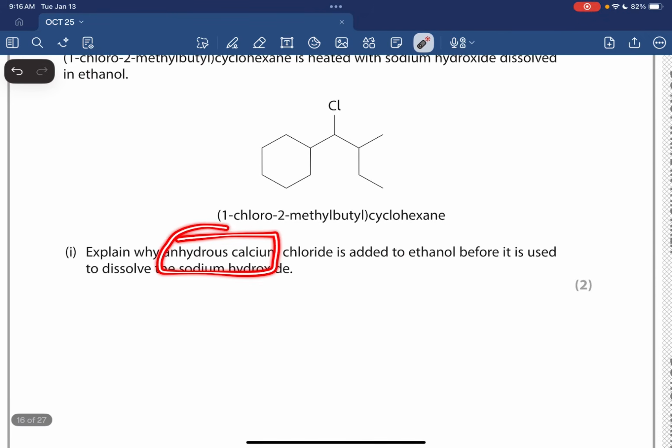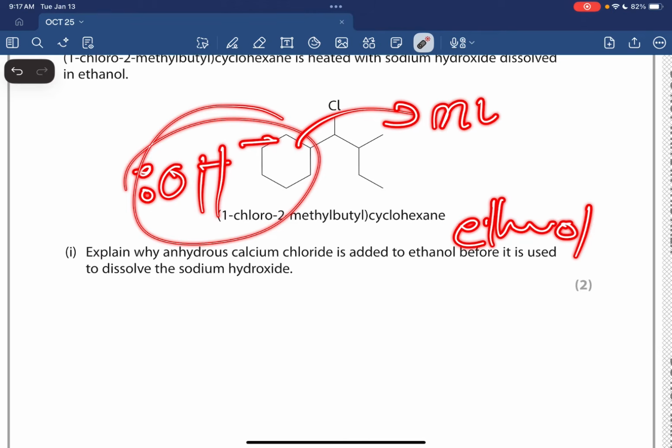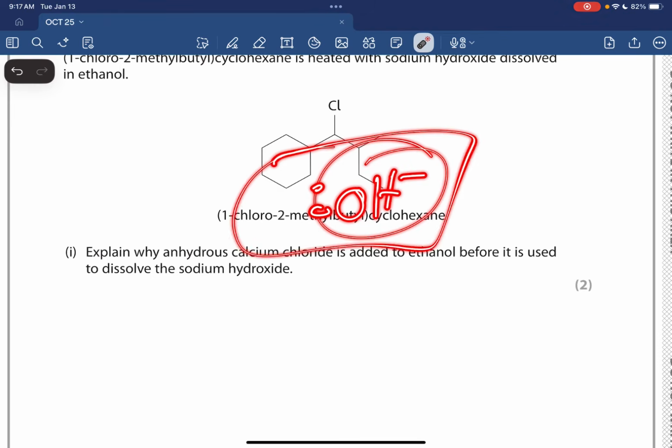Explain why anhydrous calcium chloride is added to ethanol before it is used to dissolve the sodium hydroxide. This is a drying agent, so it removes the water that could be present in ethanol. Water has OH minus, and this OH minus could act as a nucleophile as well. Water could act as a nucleophile, so nucleophilic substitution could take place due to the OH minus present in water.